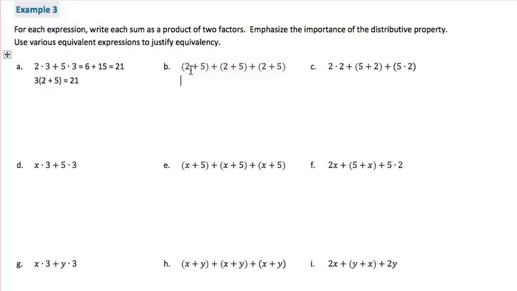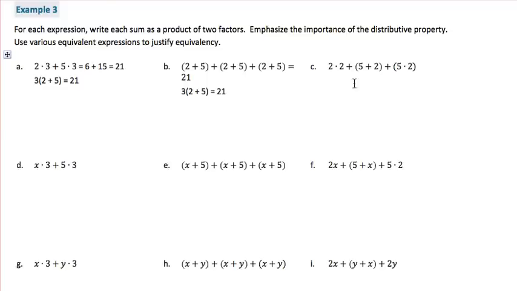We have 2 plus 5 plus 2 plus 5 plus 2 plus 5. So this expression is repeated addition, and we repeated the addition 3 times. So we can write 3 times (2 plus 5). Interestingly enough, same thing as we saw in the first one. 3 times (2 plus 5) is 21, and if we add everything together, that's 7 plus 7 plus 7, which equals 21.